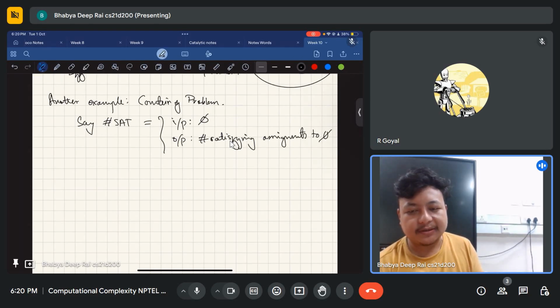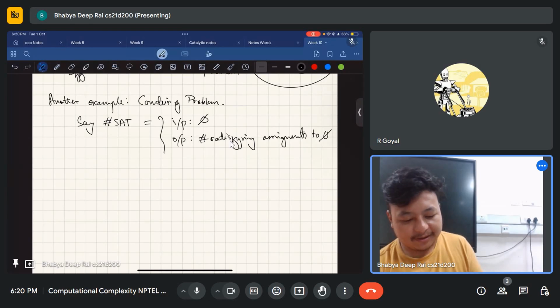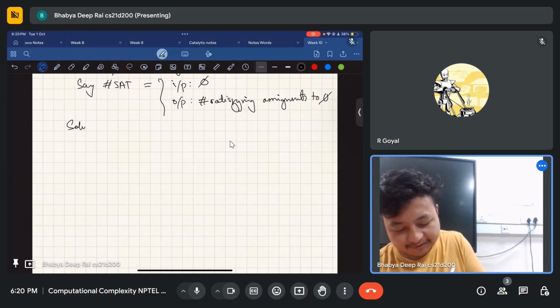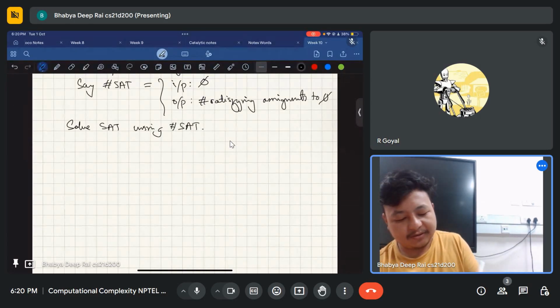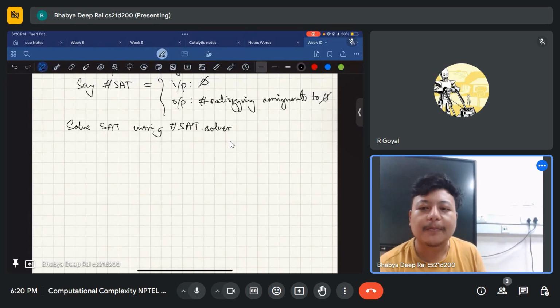Input is a formula and the output is the number of satisfying assignments to phi. So I want to solve SAT using a sharp SAT solver. Let's say there is an efficient sharp SAT solver. How do I do it?